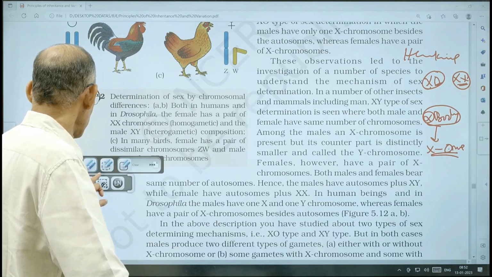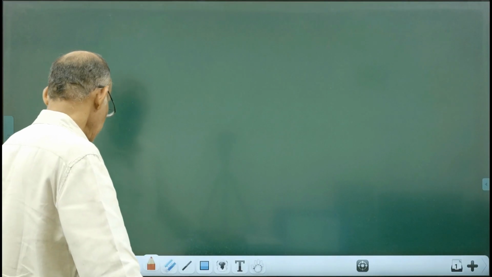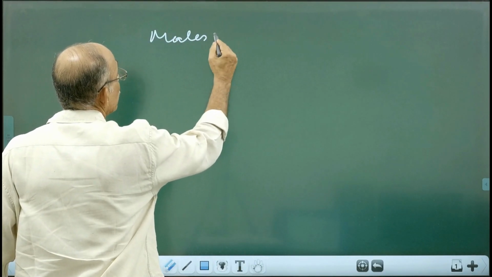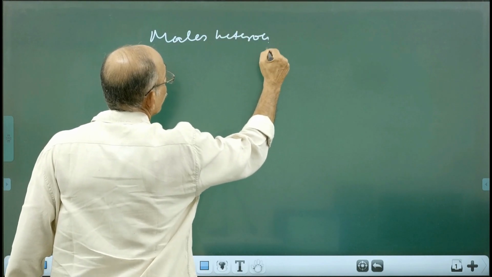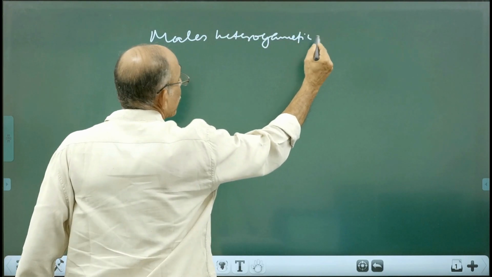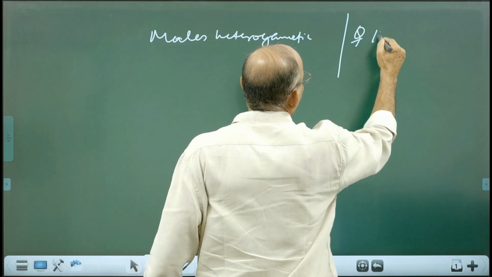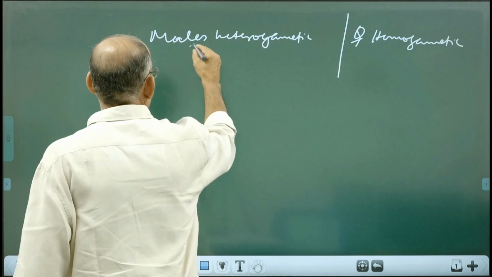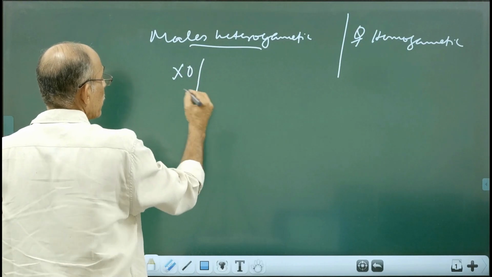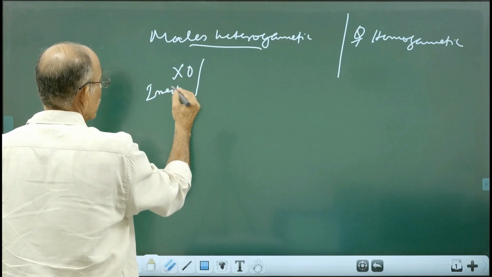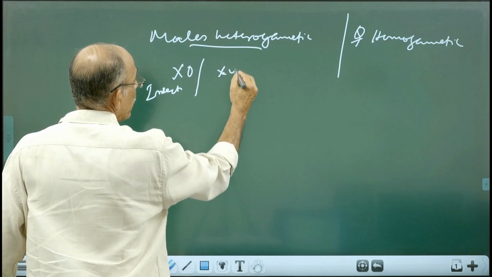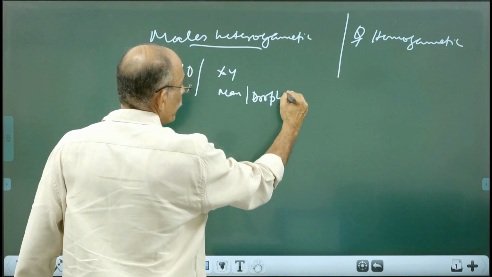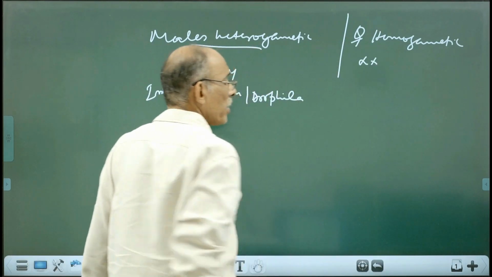And in sex chromosome mechanisms, there are different methods. Males can be heterogametic, whereas females are homogametic. Male heterogametes can be of two types. They can be XO, as in the case of insects, and it can be XY, as in man and Drosophila. In both cases, the females are homogametic, XX.